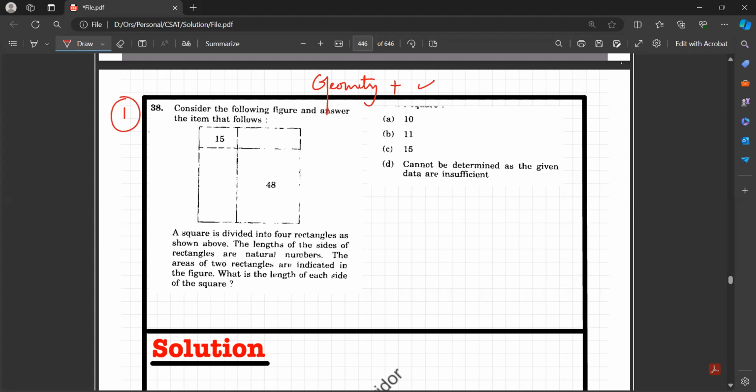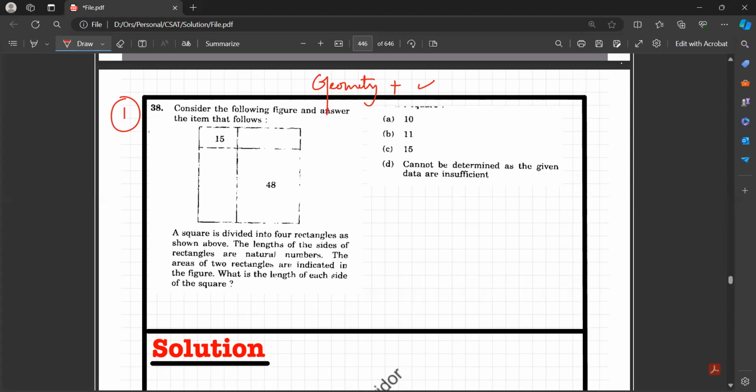Consider the following figure and answer the item that follows. A square is divided into 4 rectangles as shown above. The length of the sides of the rectangles are natural numbers. Got it? The areas of 2 rectangles are indicated in the figure. What is the length of each side of the square?